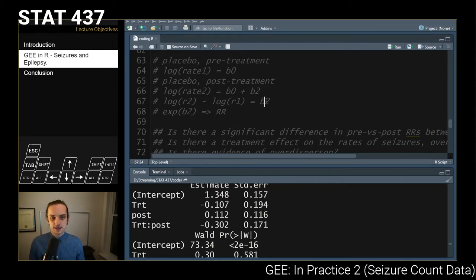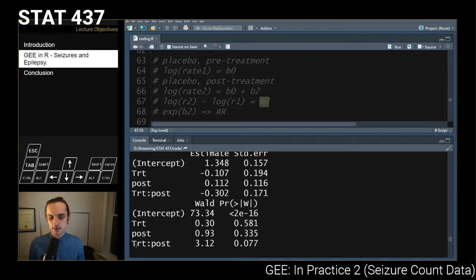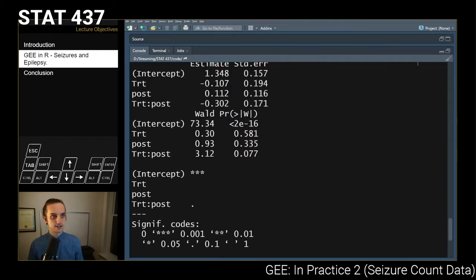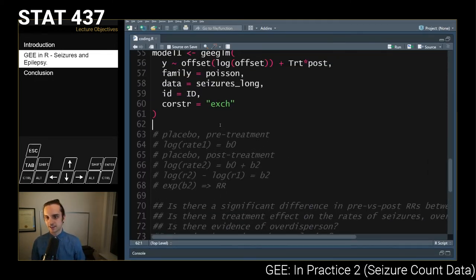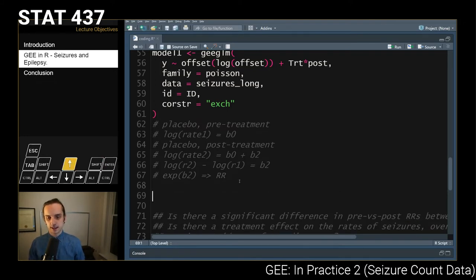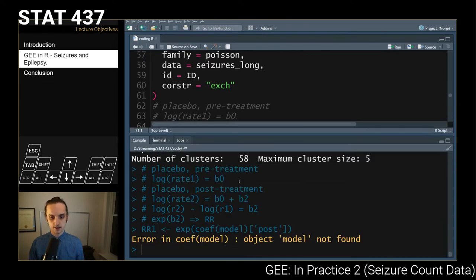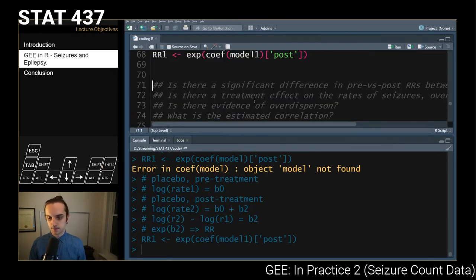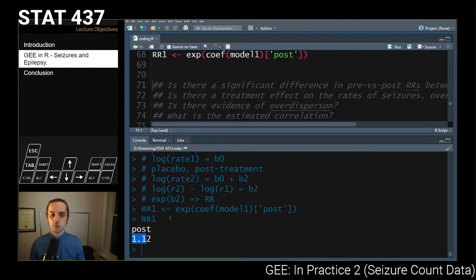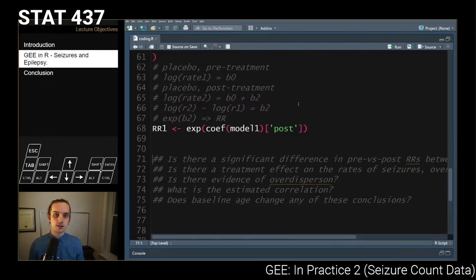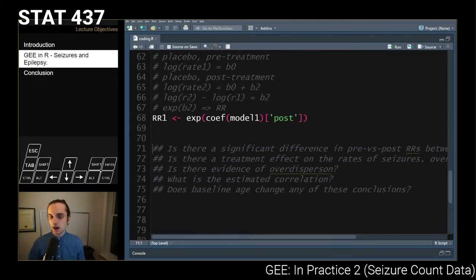But what that means is that this beta two term is the term that we care about. And we could quickly take a peek at the Wald statistic here, right? For this beta two term, we find that it's not significant, 0.335. Now, of course, we could also compute that value directly ourselves, and maybe I'll show you how to do that just briefly here. We're saying that the relative rate is the exponential of the coefficient from model one, and we want this post coefficient. And so we can say that the relative rate is 1.12. So there's an observation of about 12% higher rate, right? But then we want to test, is that significantly different from zero?